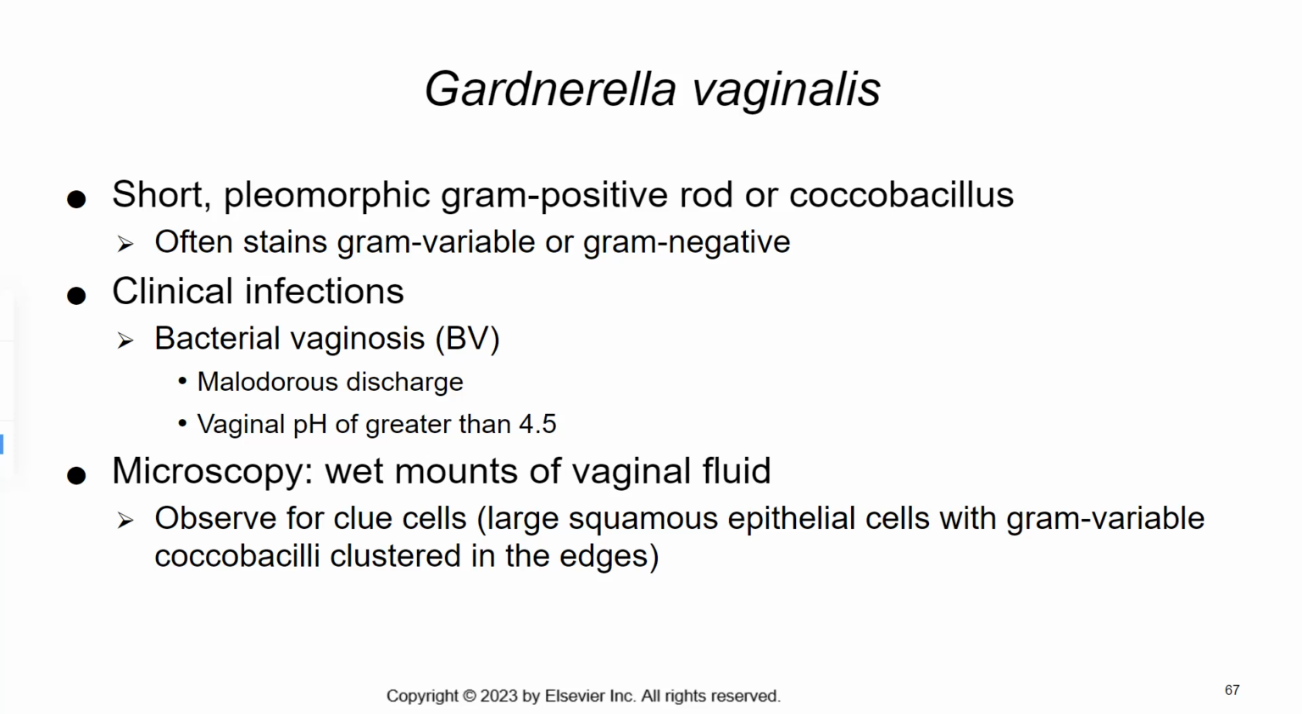Gardnerella vaginalis, abbreviated GVAG, or just Gardnerella, causes bacterial vaginosis. It's a short pleomorphic gram-positive rod or coccobacillus, often staining gram-variable or gram-negative. In clinical infections, bacterial vaginosis presents as a malodorous discharge. It is often referred to as a fish-like odor, and it is a very strong, pungent fish-like odor. It occurs when the vaginal pH is greater than 4.5.